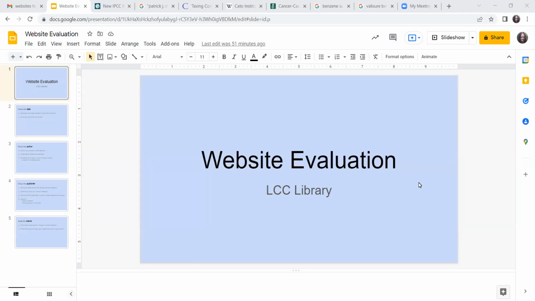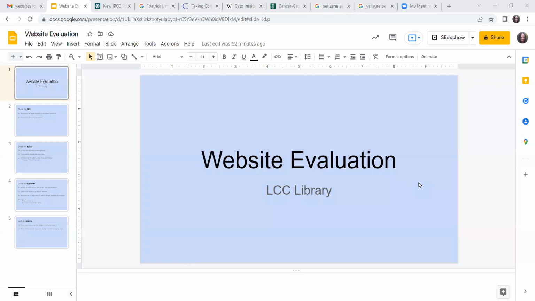Hi there. Today, I'd like to share with you some simple techniques to evaluate websites that you're going to be using in your research papers or other class assignments. Taking some time to do a few steps before you utilize a website for your paper can improve the quality of your assignment and improve your grades.